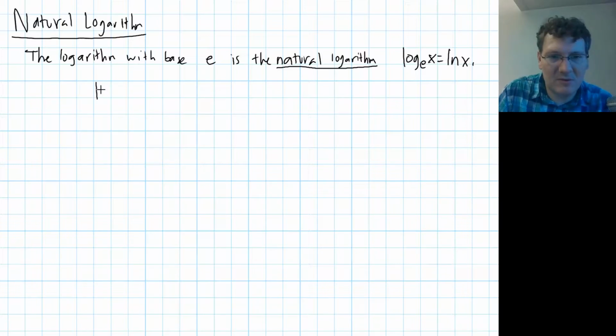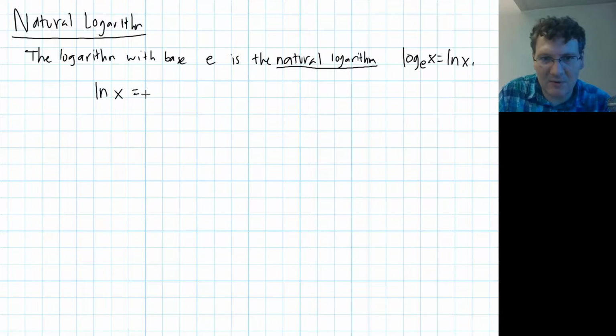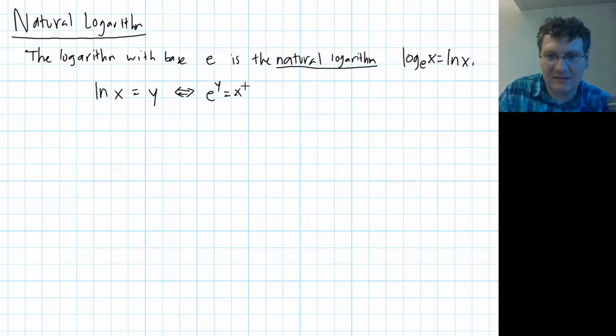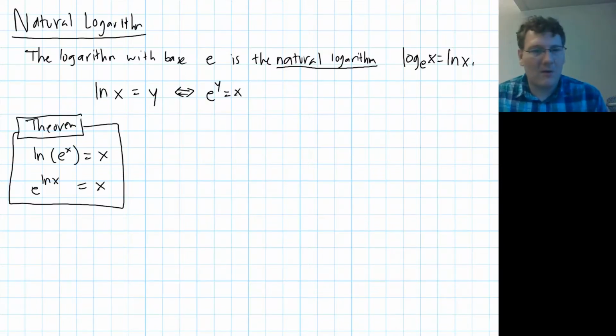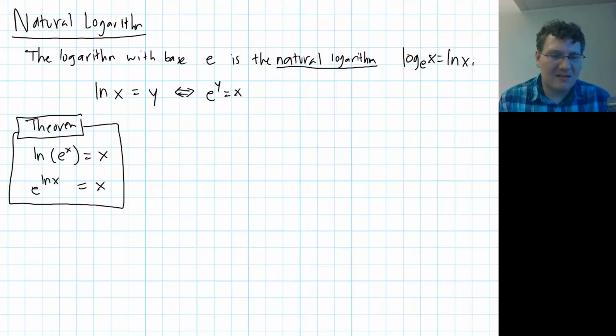And note, just to continue with the definition of the natural log as far as a logarithm goes, if the natural log of x equals y, this is equivalent to saying e to the y is equal to x. A little mini theorem that pops out of this is a special case of a theorem we looked at a bit ago: the natural log of e to the x is going to be x, and e to the natural log of x is also going to be x.